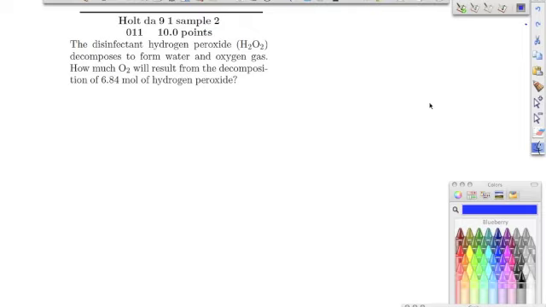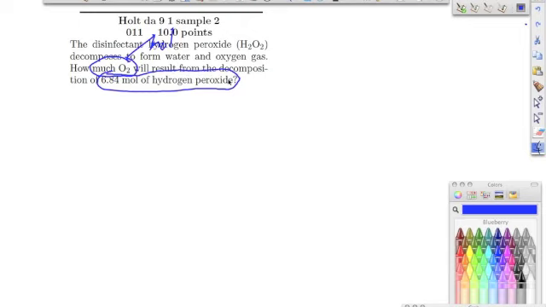Number 11 says the disinfectant hydrogen peroxide, which is H2O2, decomposes to form water and oxygen gas. And it says how much O2. So we're looking for how much O2, and it wants it specifically in moles. Okay, will result from the decomposition of 6.84 moles of hydrogen peroxide. So that's what we're starting with.